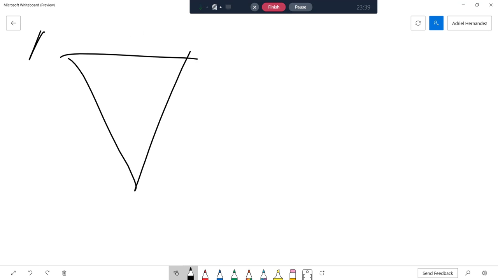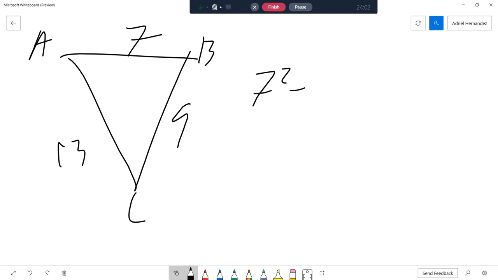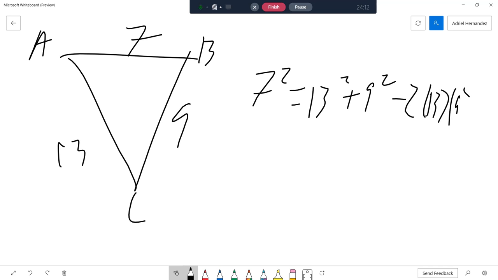Alright. So this is A, B, C, 13, 9, and 7. And so you're just going to plug it in, we're going to solve for angle C. So you're going to plug in 7 squared equals 13 squared plus 9 squared minus 2 times 13 times 9, and then cosine of C.